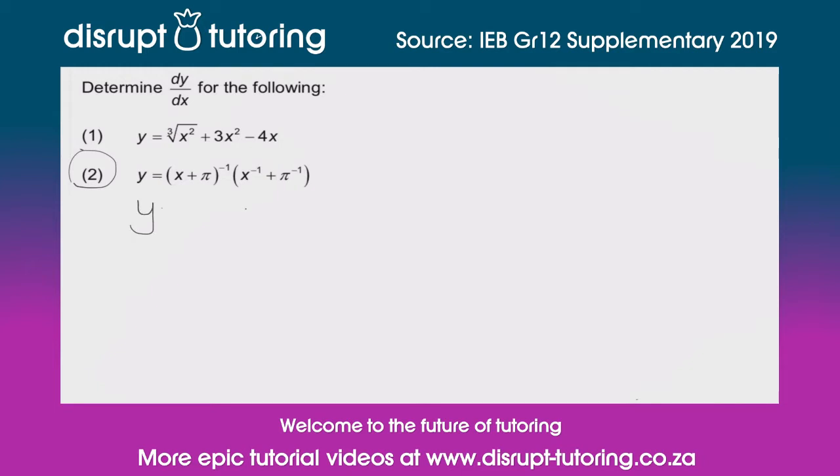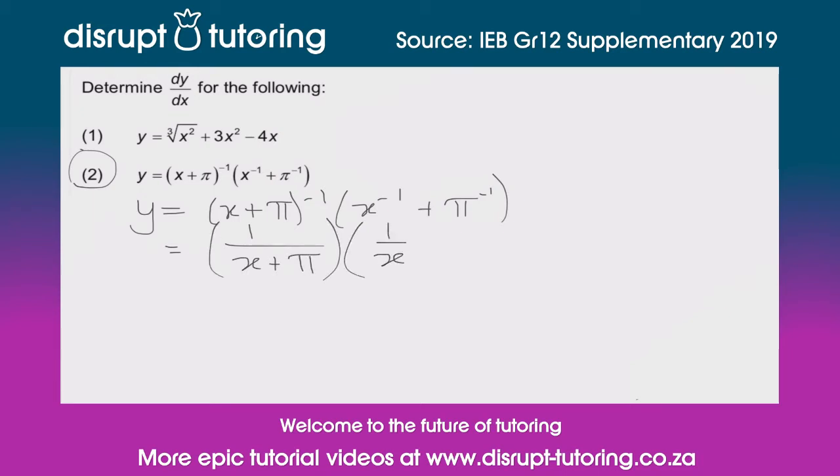So let's rewrite this. We've got y is equal to (x plus pi) to the minus 1, and then we've got (x to the minus 1 plus pi to the minus 1). Okay, so what I'm going to do first is get rid of those negative exponents by dropping those below the divide line, and that's going to give me 1 over x plus pi, multiplied there, and then I'm going to have 1 over x plus 1 over pi.